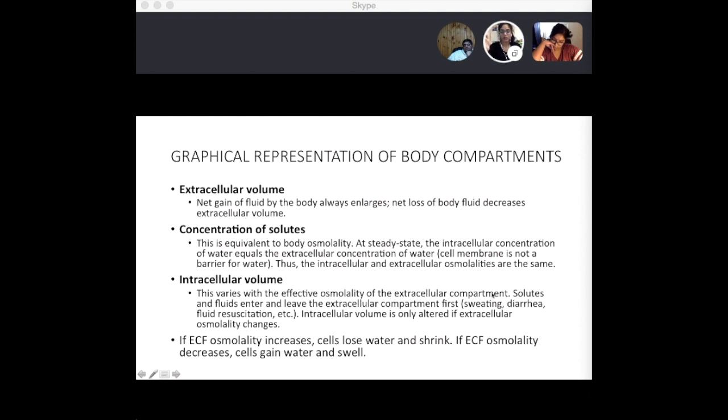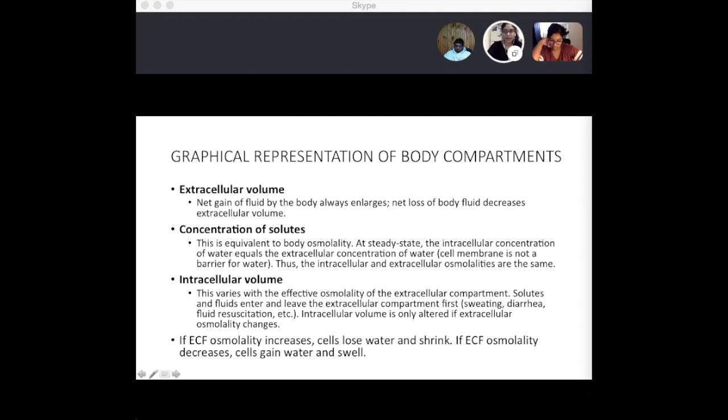So intracellular volume is determined by what's going on in the extracellular compartment. If solutes and fluid enter and leave the extracellular compartment first, for example, if you were sweating or having diarrhea, then the first compartment affected is going to be extracellular, and that will determine what happens intracellularly. So intracellular volume is only altered if extracellular osmolality changes.